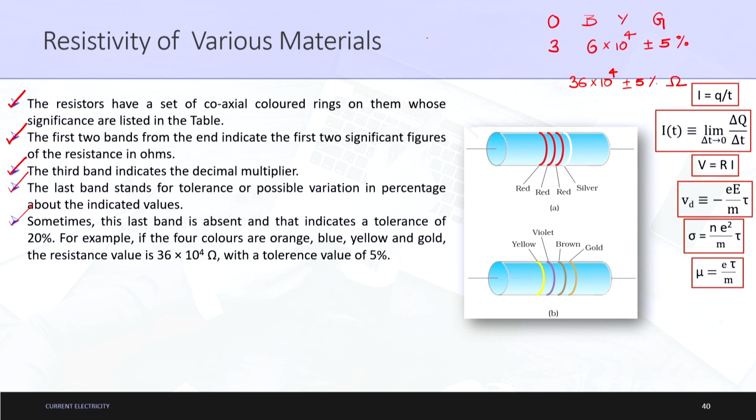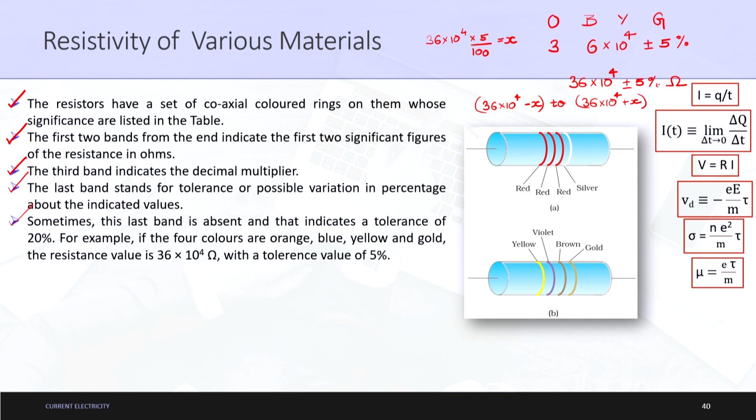That means if I try to find the value of 36 into 10 to the power 4 into 5 by 100, let us suppose it gives a value of x, then the range of that particular value of resistance can be from 36 into 10 to the power 4 minus x to 36 into 10 to the power 4 plus x. That is the meaning of this tolerance concept here.